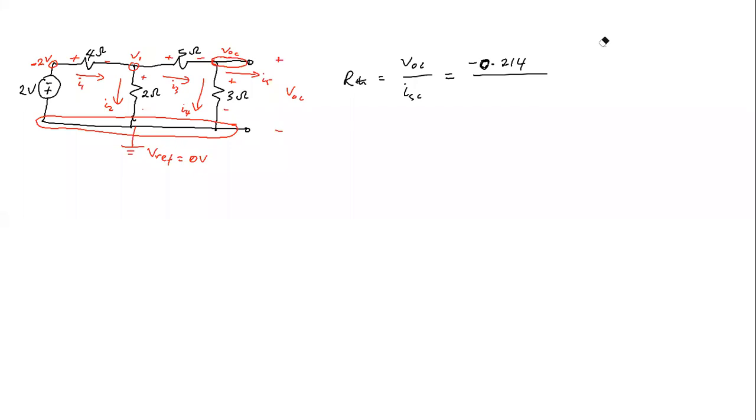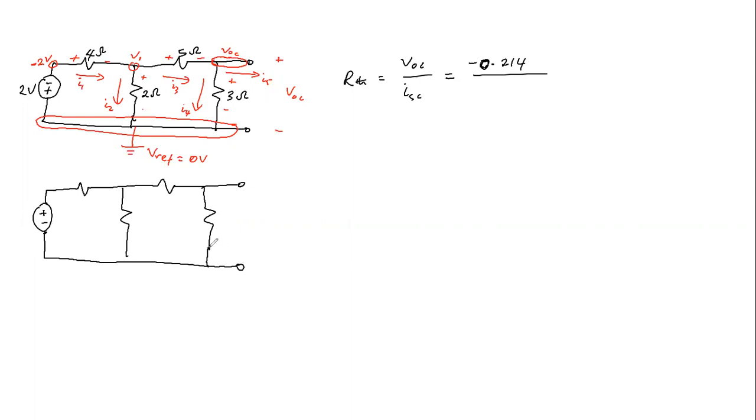Fine. Now we'll have to redraw the circuit to solve for the short circuit current. Meaning this open circuit will have to be replaced by a short circuit. Once we redraw this circuit, we get something like this. Short circuit. So this is 4 ohms, 5 ohms, 3 ohms, 2 ohms, and 2 volts.